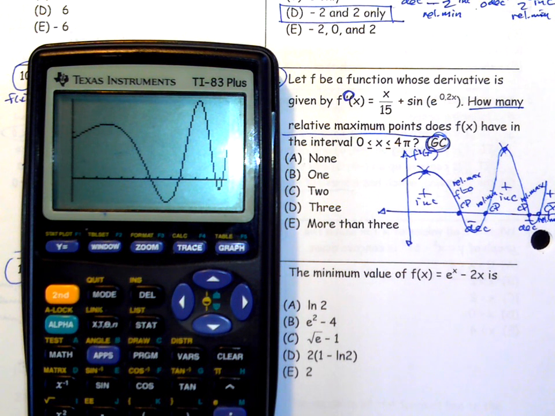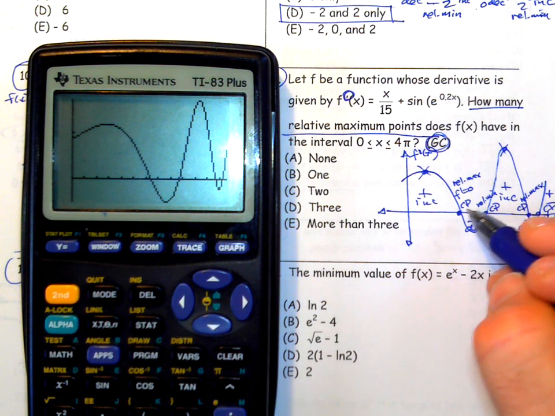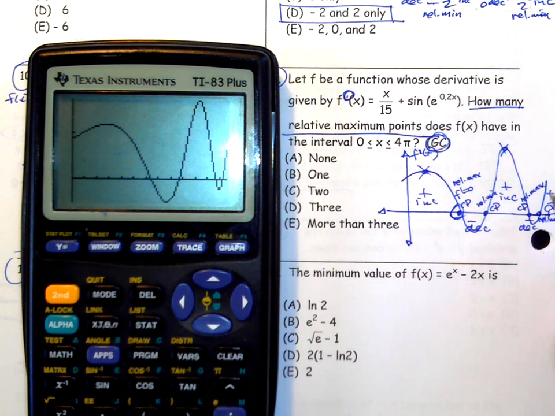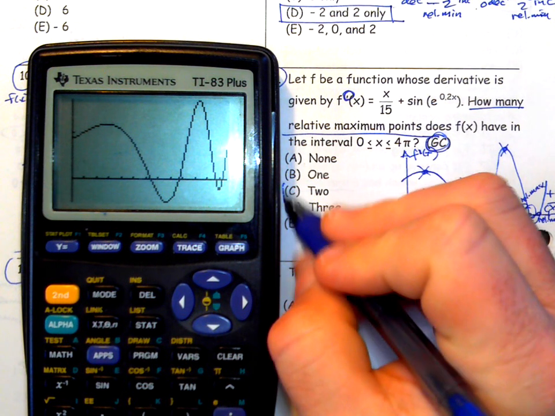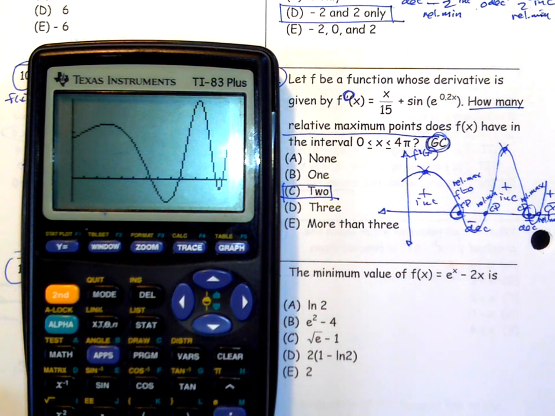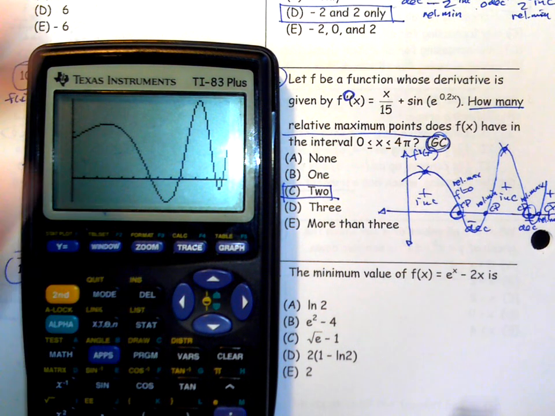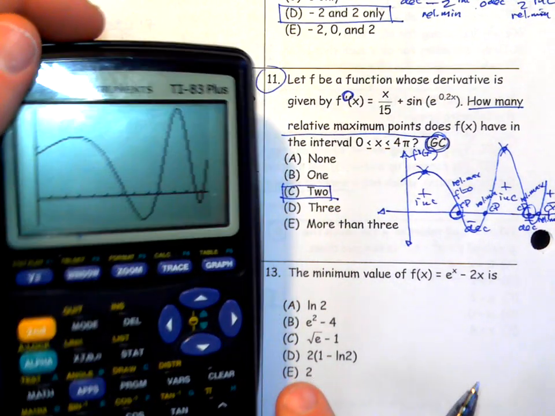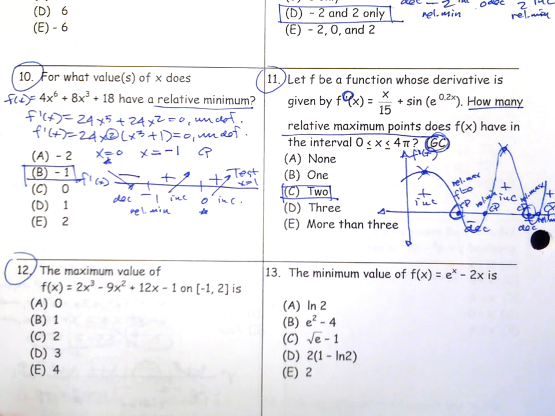They said, how many relative maximum points do you have? So we have one there, one there. We have a total of 2. So that's how you can use your graphing calculator and also your knowledge of graphs of derivatives to answer that question without actually finding the specific values.